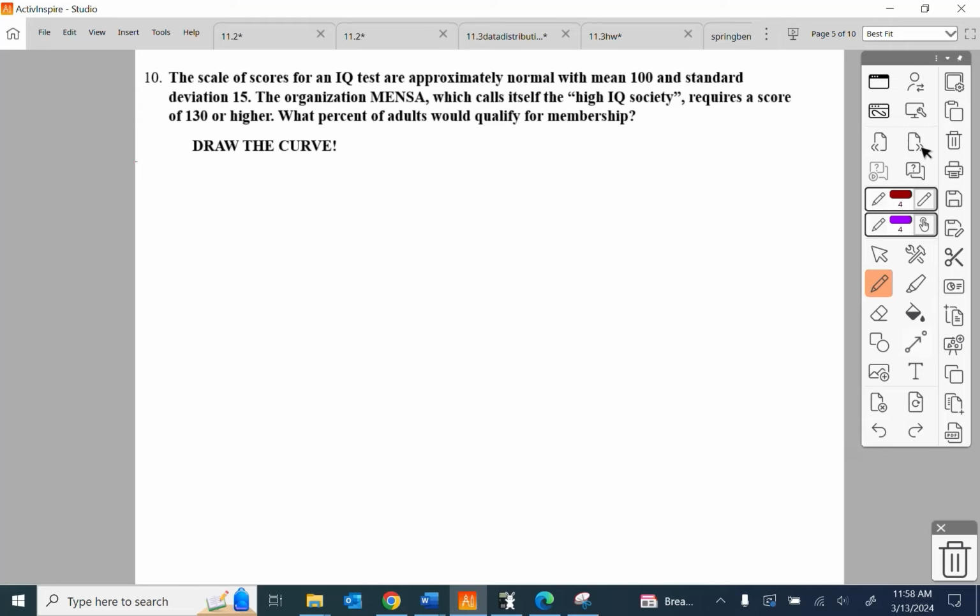Scores for an IQ test are approximately normal with a mean of 100 and a standard deviation of 15. The organization Mensa, which calls itself the High IQ Society, requires a score of 130 or higher. What percentage of adults would qualify for membership? Oh, look, draw the curve.